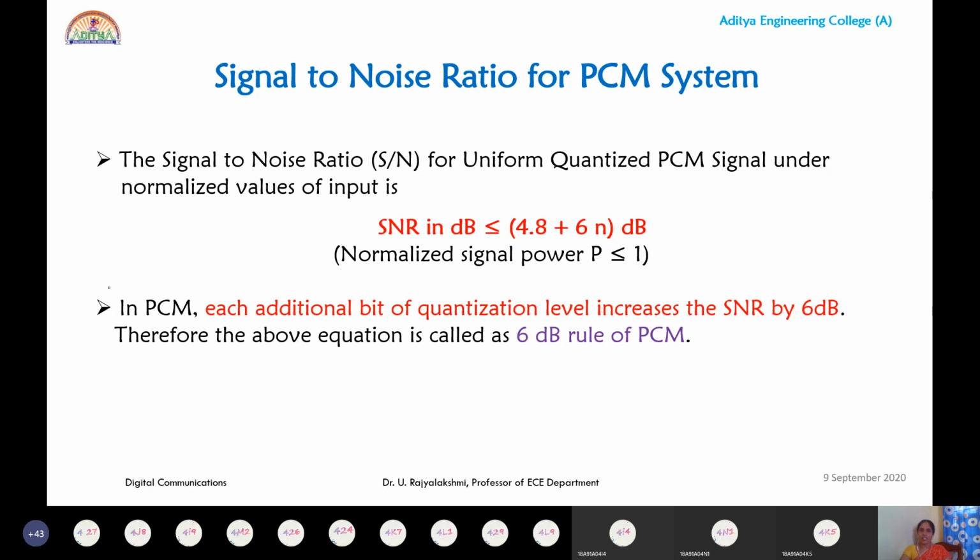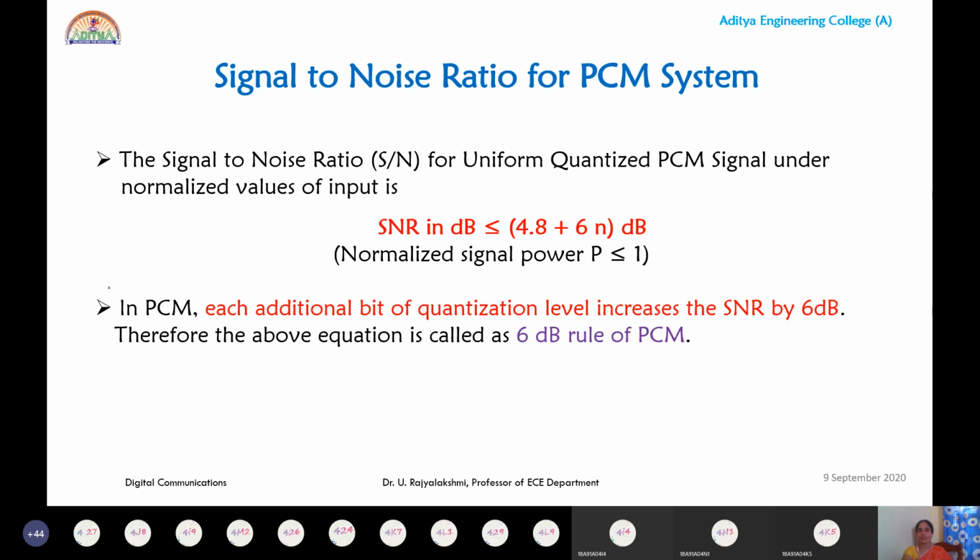Always remember this dB equation, the SNR dB equation for PCM. Everywhere, the factor beside the 6n will change based on the amplitude of the message signal or the signal power. The constant value will change. Sometimes it will be 4.8, sometimes it is 1.76 if Am is 1 volt. Like that, the constant value will change. The value beside the 6n will change, but this 6n always remains constant. It is 6.02 something. That's why this PCM dB equation is called the 6 dB rule of PCM.